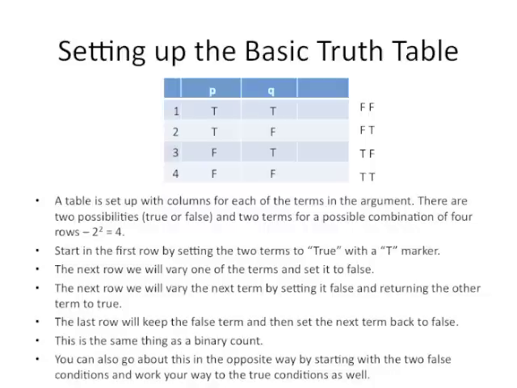So here's what it looks like with our binary count, except using false and true. Right? False, false, false, true, true, false, true, true. Alright, so let's look at our first other possible argument form. Let's look at disjunctive syllogisms.